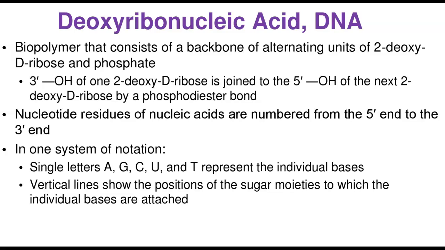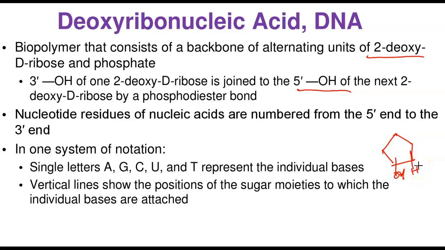So let's look at the deoxyribonucleic acid or the DNA. It is a biopolymer of nucleic acid that contains the alternating backbone of the 2-deoxyribose sugar and a phosphate. Of course, the 3-hydroxy group of one of the 2-deoxyribose is joined to the 5-hydroxy of the next one. Remember, in this case, the ribose sugar has been reduced. The oxygen has been removed. Sorry, this is H. Here, this is OH. So this is what makes it deoxy, because the oxygen has been removed.